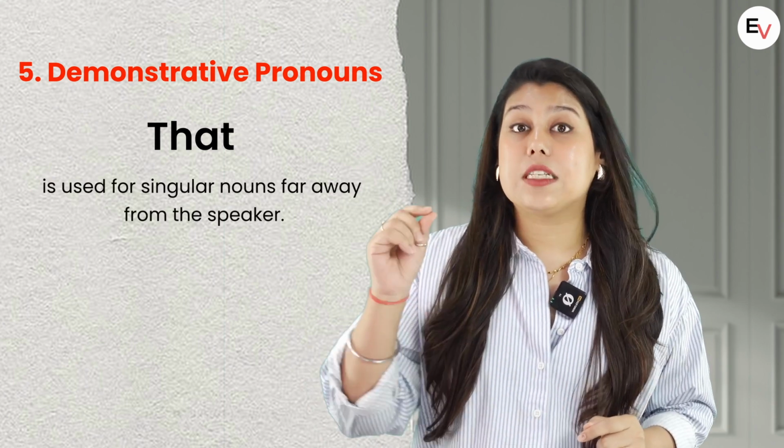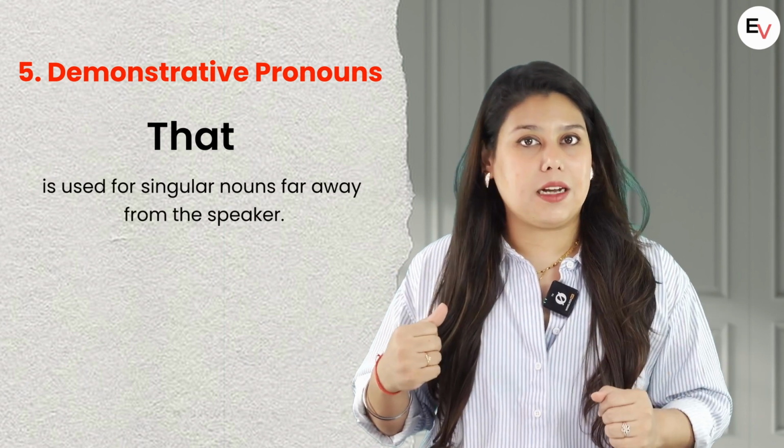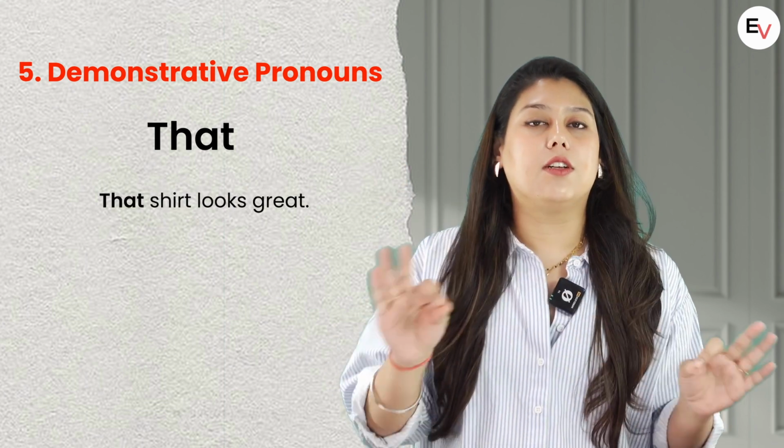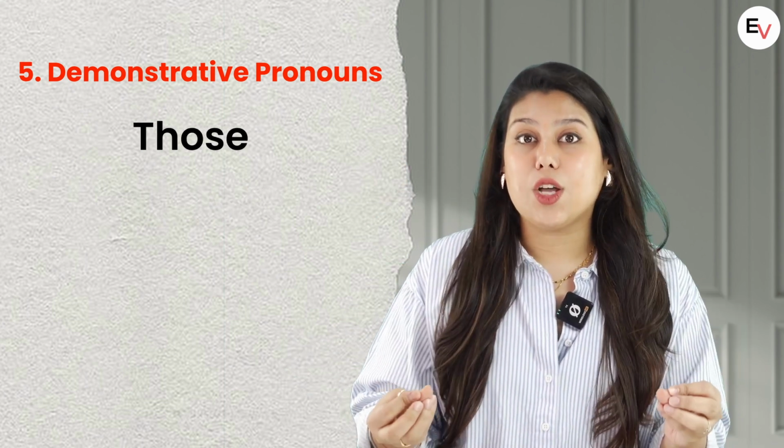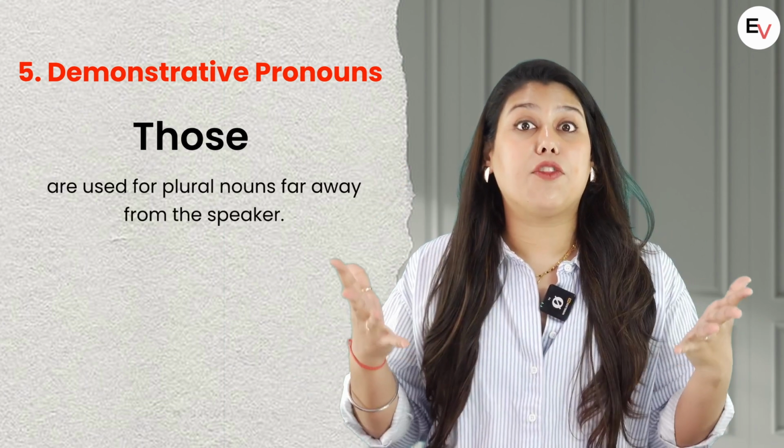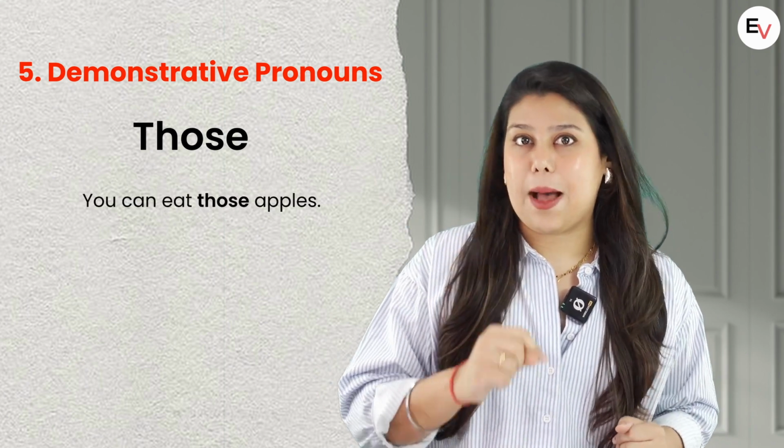That is used for singular nouns far away from the speaker, like that shirt looks great. Those are used for plural nouns far away from the speaker. You can eat those apples. Simple? Well, this is pretty much it. I really hope that this video helped you in understanding pronouns in a better way.